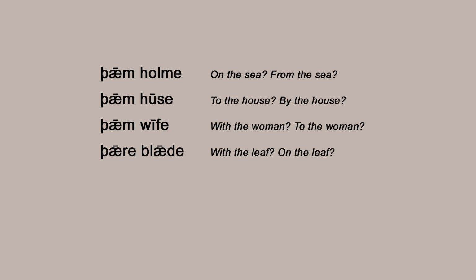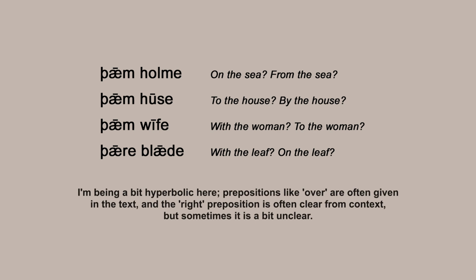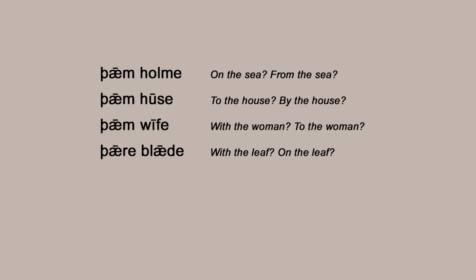One final thing I'll mention is that sometimes where you have a noun in the dative case, you would have to translate that into modern English as a preposition and then the noun. And it's not always clear which preposition you should use in the translation, because there was no preposition in the original manuscript. So you don't know whether something is on the sea or from the sea or over the sea or by the sea. And you kind of have to sometimes just put your own preposition in from context.